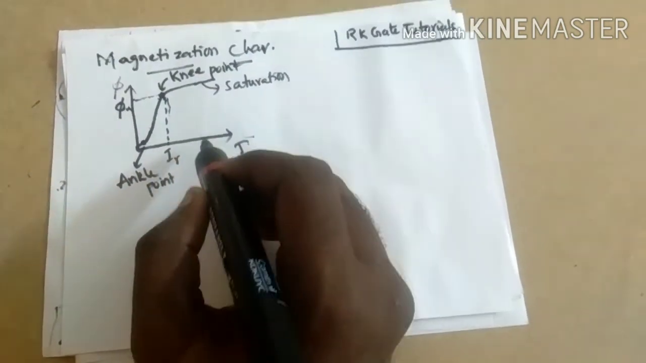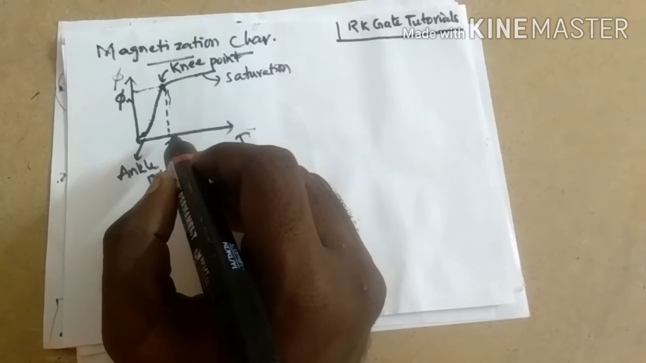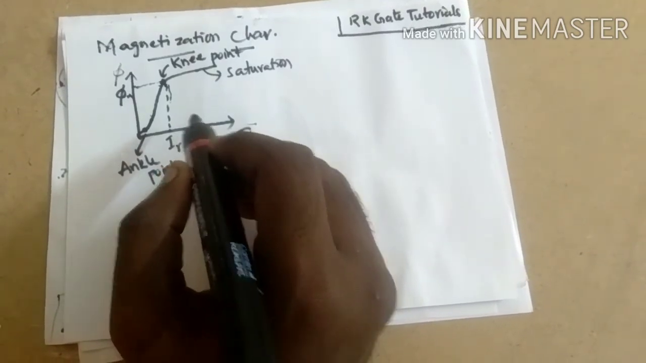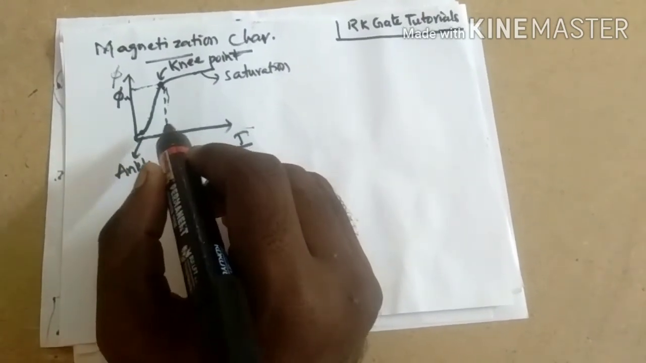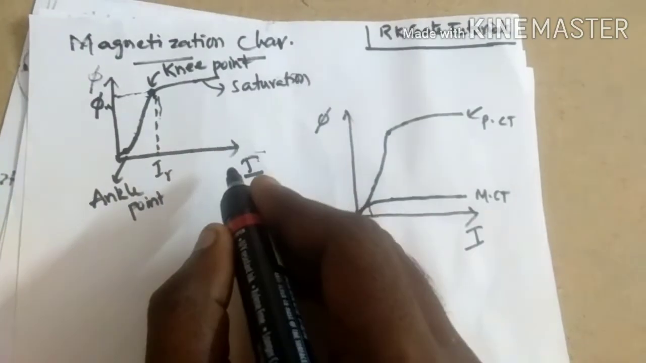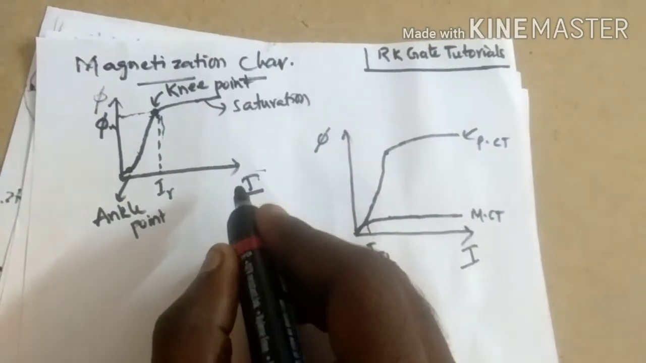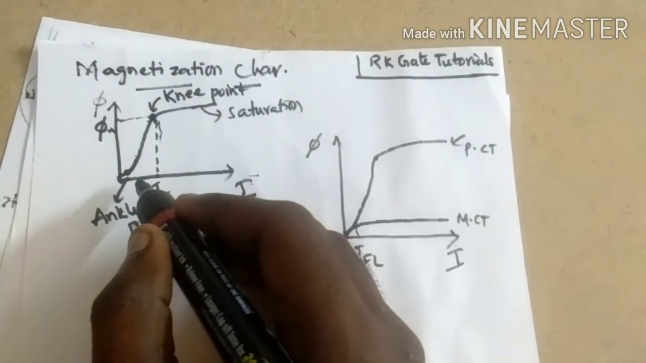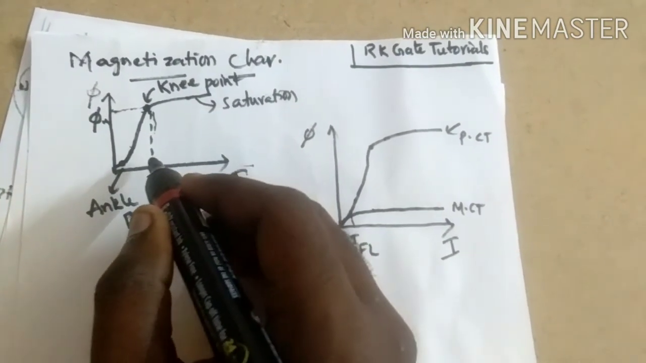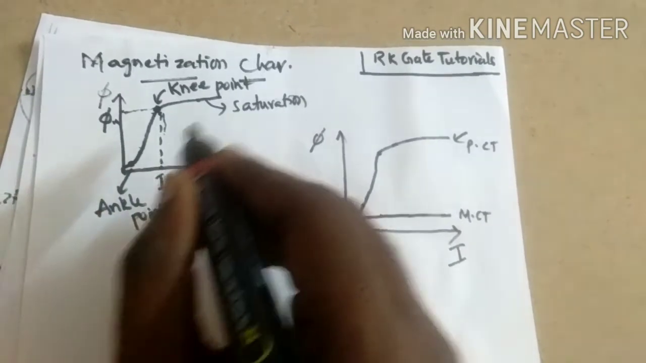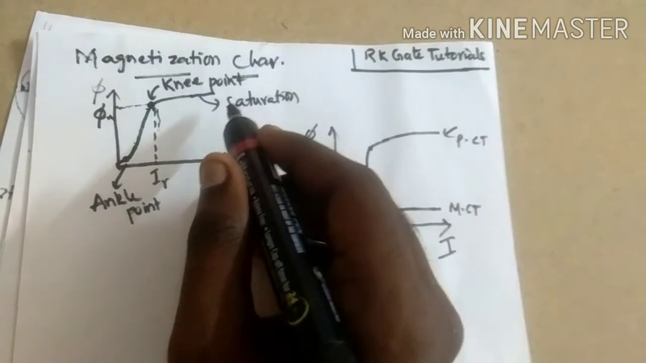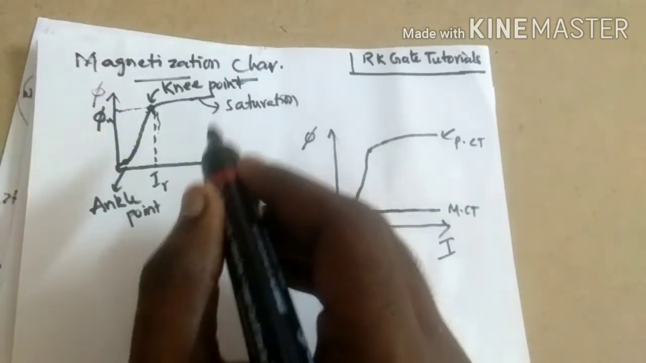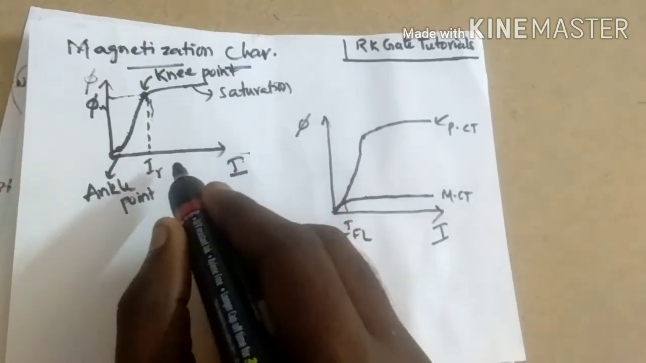And one more thing: the volume of the CT core required will be more for the protection CT when compared to the measuring CT. Why? Because the measuring CT need not read more current. It will not take more current, but the protection CT has to take more current, so it should have a higher volume than this one.